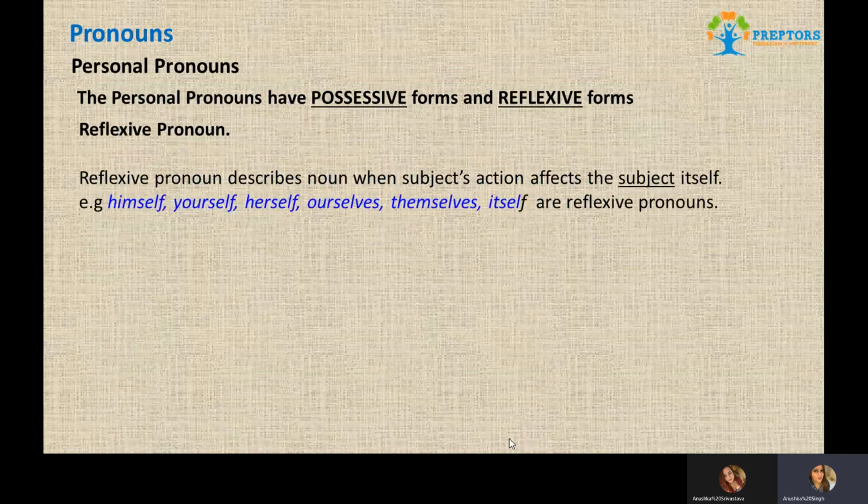Next we have reflexive forms. All kinds of self pronouns are known as reflexive pronouns, used when the subject's action affects the subject itself. Now the rule with reflexive pronoun is that it cannot be used without its subject antecedent in the sentence. So you cannot use himself without a he. You cannot use myself without an I. So when I say she looked at herself in the mirror, for herself, the antecedent pronoun that you have is she. Hence, she looked at herself in the mirror is a correct sentence.